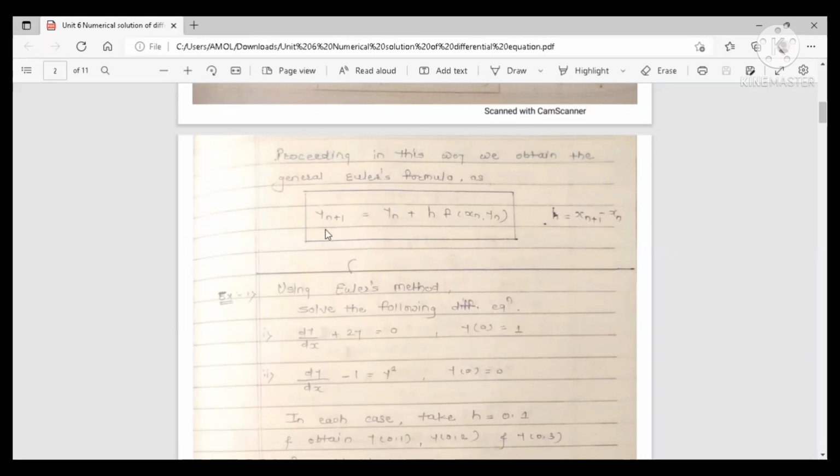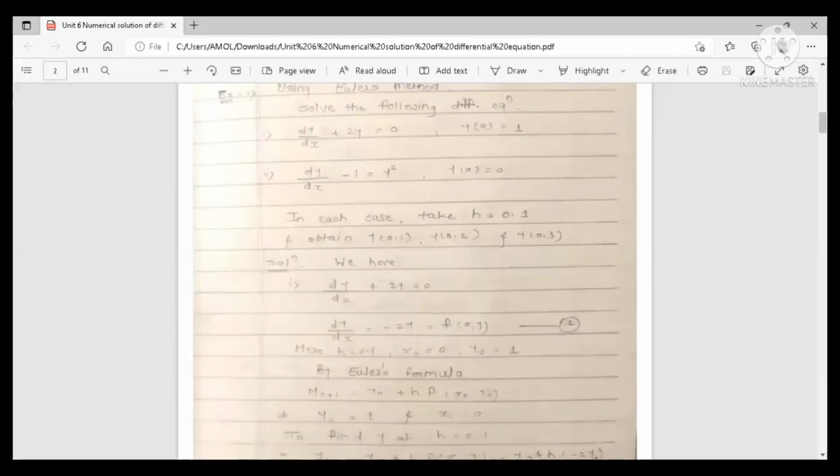To find y2, put n is equal to 1. n is 1, so 1 plus 1, 2. So you will get y2. y2 is equal to, n is 1, so y2 is equal to y1 plus h into f of x1, y1. Similarly, you can find y2, y3, y4, yn plus 1. Okay. So this is the generalized formula of Euler's method. Now see the example.